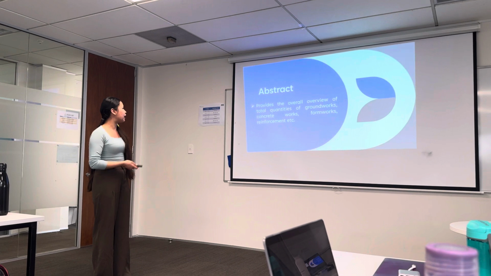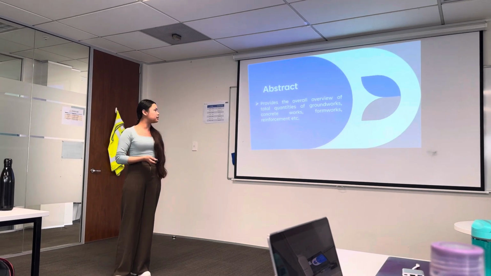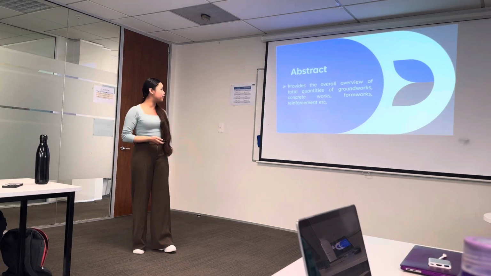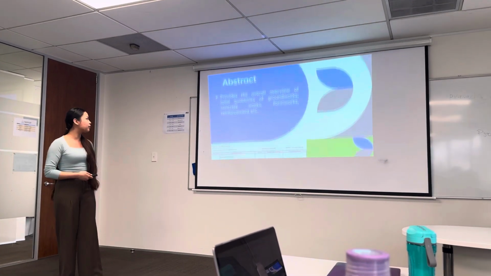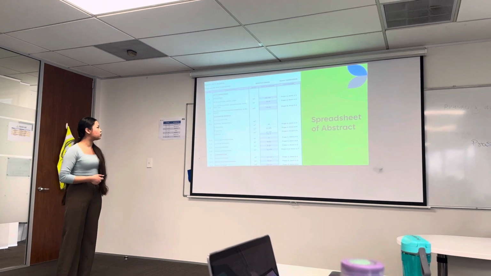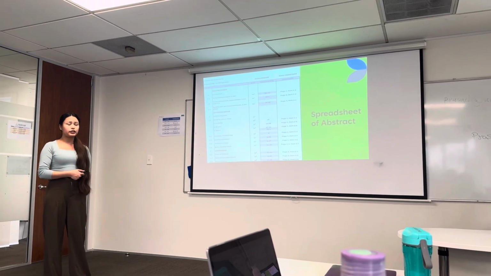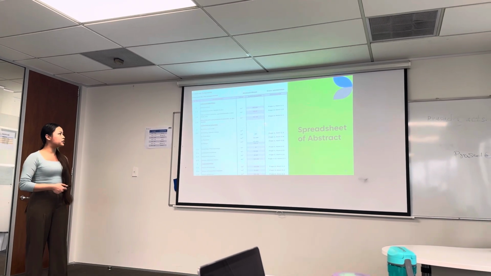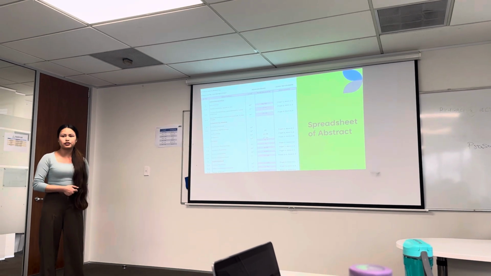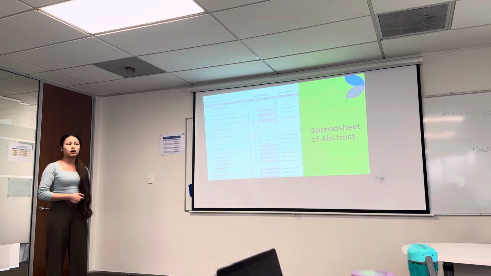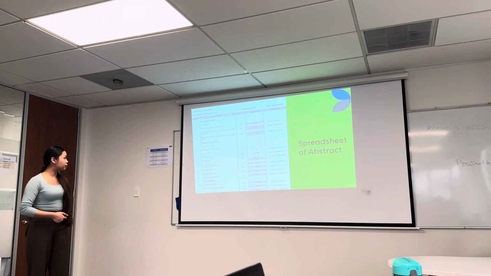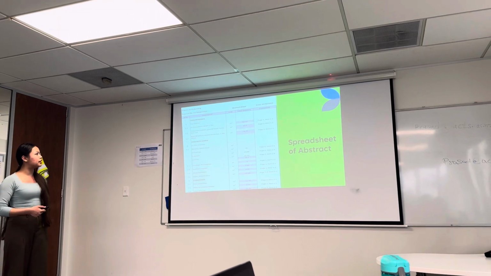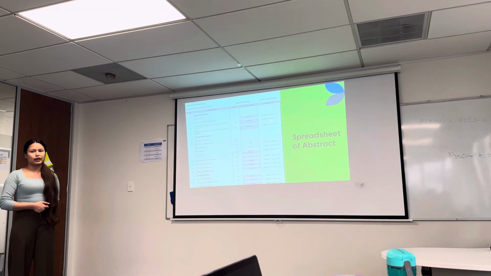So the abstract provides the overall overview of total quantities of groundworks, concrete works, formworks, and reinforcement, etc. And you can see that it gives the total quantity that we already calculated in the quantity take-off. So for easier view and understanding, and for the contractors and communication purpose, we take the abstract sheet and we take the quantity, and we also mention from where we take those values.